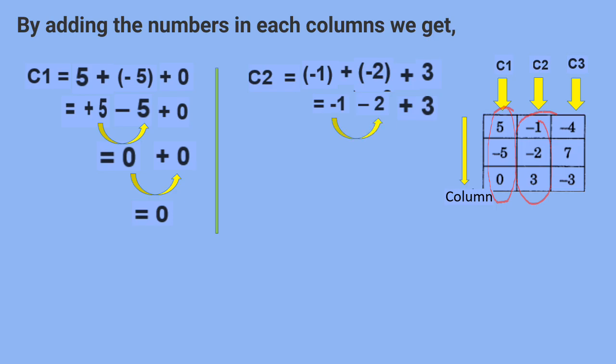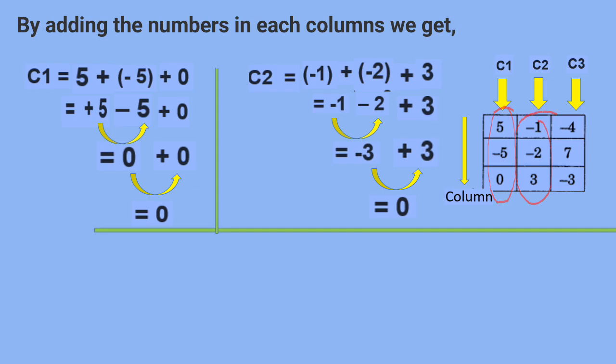The same sign I am going to add, and I will put the symbol whatever is in the question, that is minus here. So the answer is 1 plus 2 is 3, and the symbol is minus 3, and plus 3 will come as it is. Plus 3 minus 3 is 0. Here also I got 0 for column 2. Now for column 3.